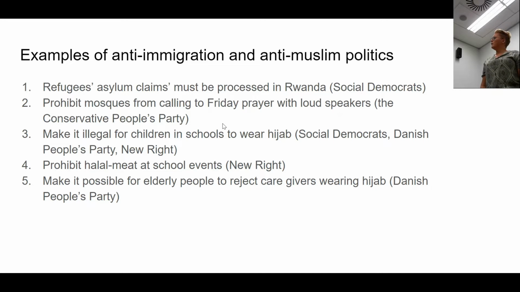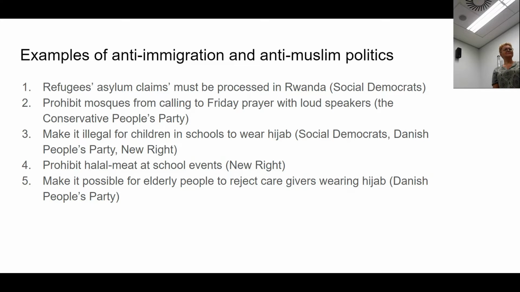Prohibit mosques from calling to Friday prayer with loudspeakers. That's from the Conservative People's Party. Make it illegal for children in schools to wear hijab. There's a lot of parties backing that. So the Conservative People's Party is not extremely right wing, is that right? They are right wing, but they are not the most right wing. They are the classical Conservative Party. Yes. They just sometimes forget the liberal ideas.